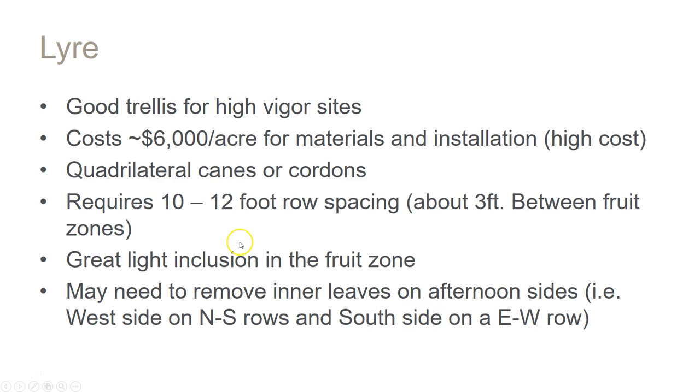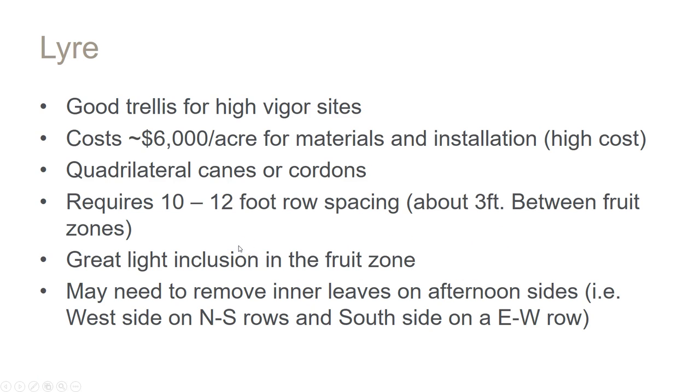It does require relatively wide row spacing because you want about, this says 3 feet between fruit zones. You can really do 2 feet. I've seen people do 1 foot. I think that's a little bit too narrow. But somewhere between 2 to 3 feet between the fruit zones. And in general, you get pretty good light inclusion with the Lyre.